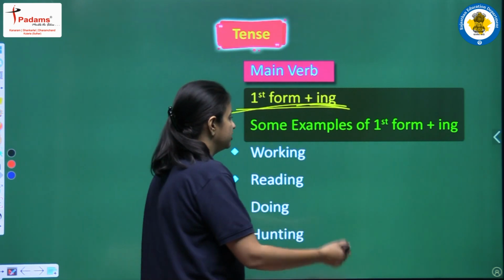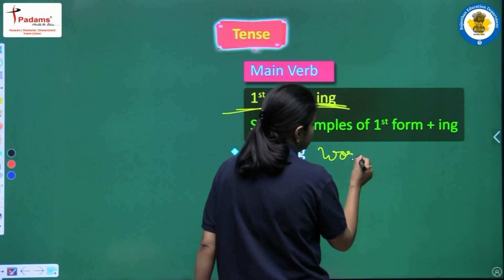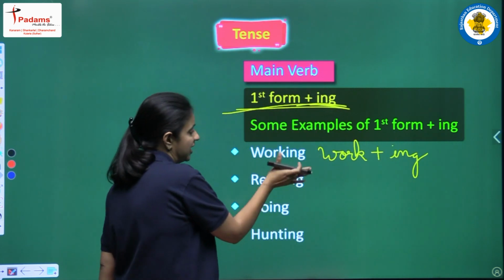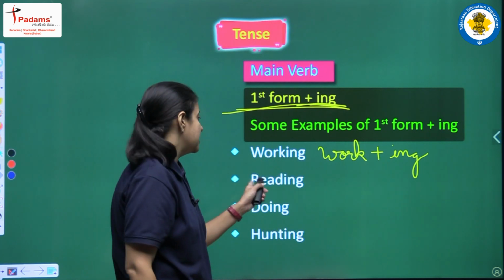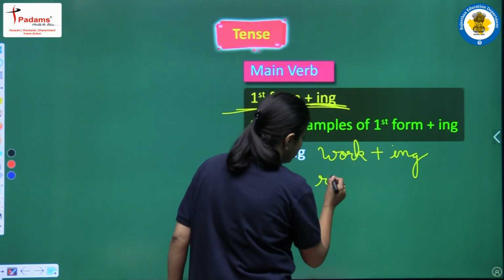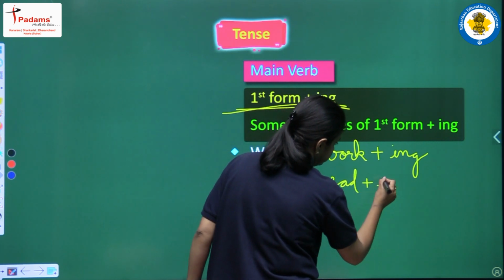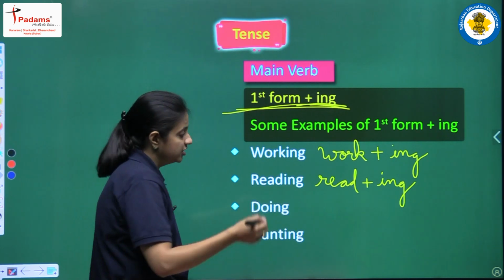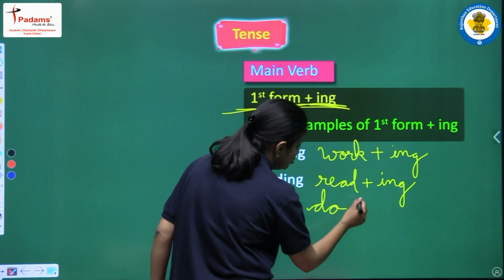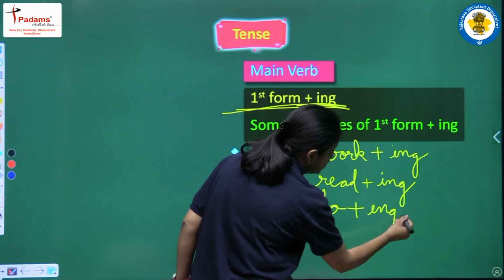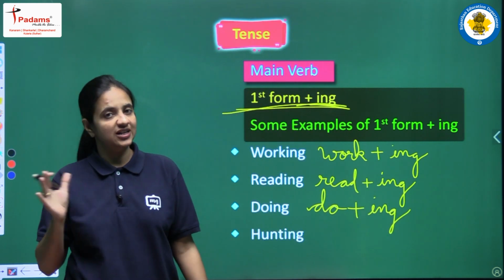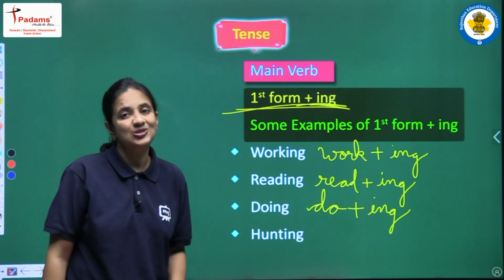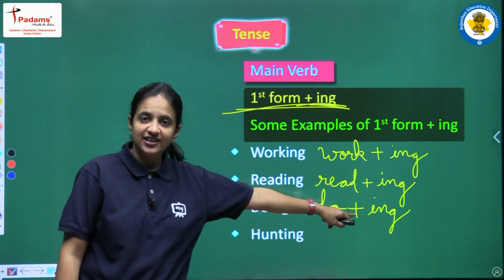Working is work plus ing. So the first form is work and we are adding ing here. So the new word that we will have will be working. Second is reading. Again, the first form is read plus ing, so it will be reading. Next we are having doing. Do is a main verb also, so don't get confused here, students. Do is a helping verb also, do, does, which we studied in present simple tense, and do is a main verb also. So here doing is do plus ing, doing.